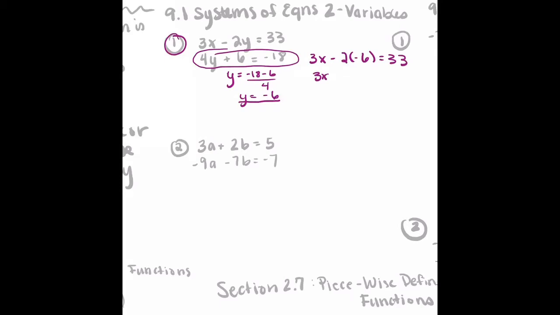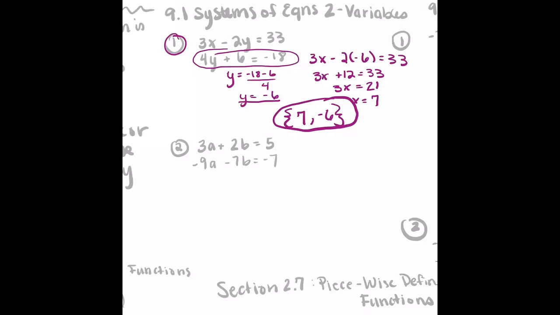So we get 3x plus 12 equals 33. So when we subtract that 12, we are left with 21. So x equals 7. Now I want to put our answer in set notation. So we'll go ahead and do our x coordinate before we do our y.